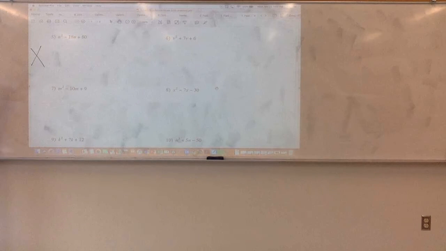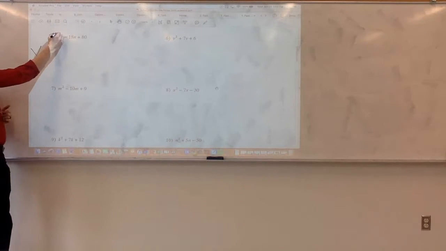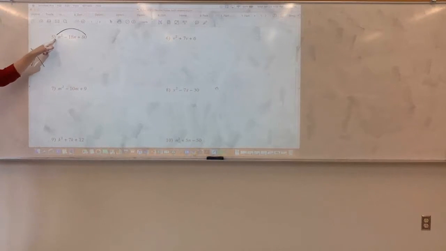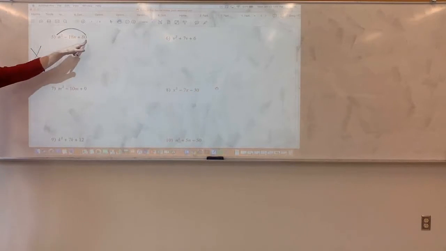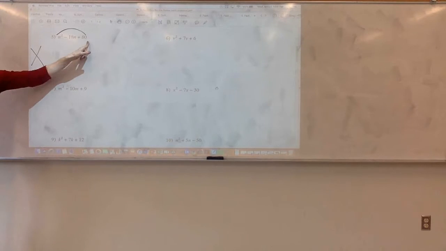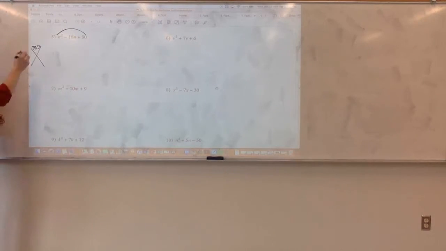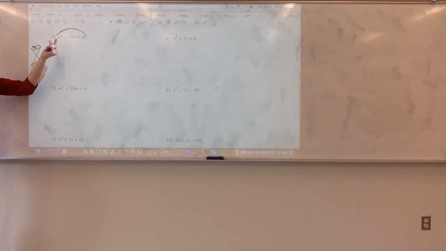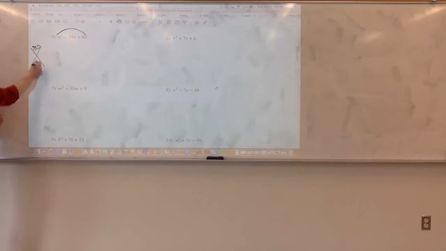Up here, in the top of the X, we put a times c. What that means is take the number in front of the squared term times the constant. So just the first number times the last number. So 1 times 80. The 80 up top. And then on the bottom, we put our b term, which is negative 18.